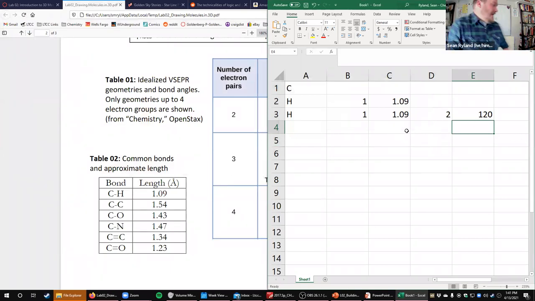But if we're drawing that by hand on the board, the coordinates that are drawn there, we have carbon in the middle, hydrogen over here, 1.09 angstroms away, and hydrogen over here, also 1.09 angstroms away, and 120 degrees away from each other.